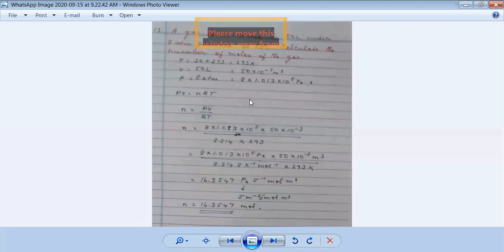So what is asked is number of moles. So what we are getting is also mole. So this is how we have to do the problem. So the number of moles of the gas which is confined in a container of 50 liter volume at 8 atmospheric pressure and at 20 degrees centigrade is 16.3547 mole.